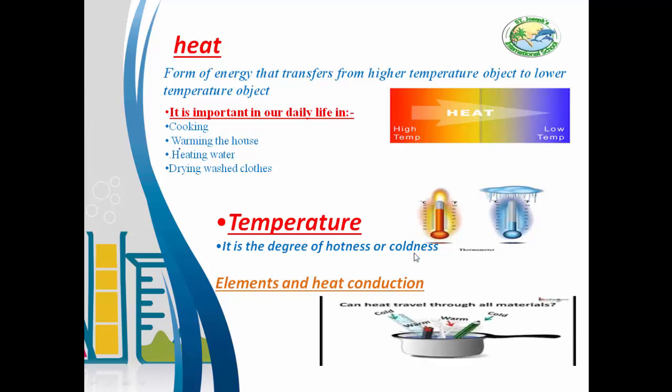So, can heat travel through all materials? Of course not. Some materials allow heat to travel, and if you touch them you will feel them warm, and others don't allow heat to travel, and if you touch the top of them you will feel them cold if you put them in boiling water. So we can say that not all materials allow heat to flow through them. Some of them let heat flow through and they are called heat conductors, and others don't allow heat to flow through and they are called bad conductors or heat insulators.